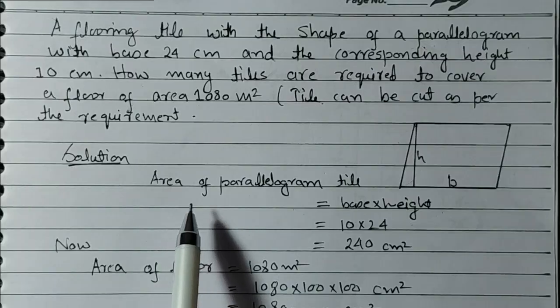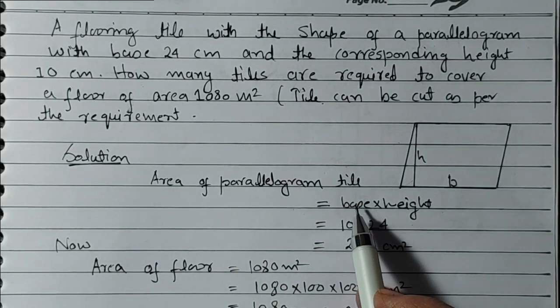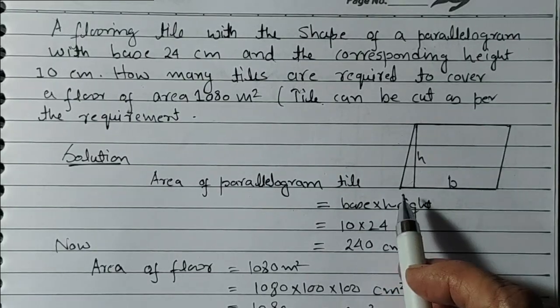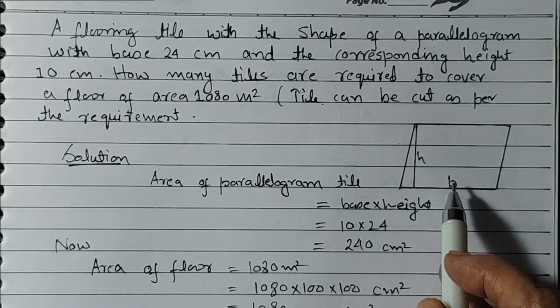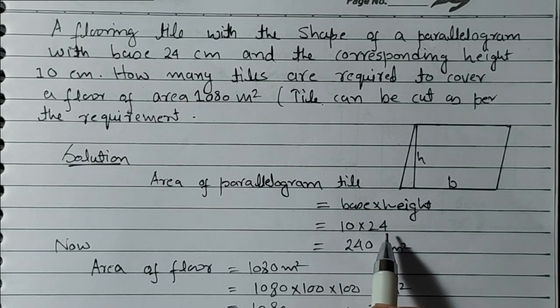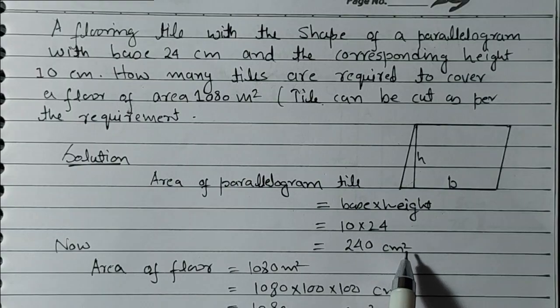Solution: the area of the parallelogram tile will be equal to base into height. This is the tile, which is the height, which is the base, which is given. It is equal to 10 into 24, which is equal to 240 centimeter square.